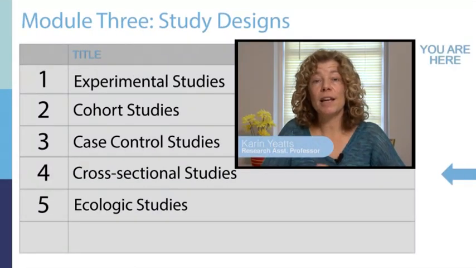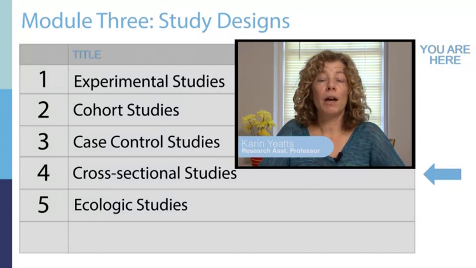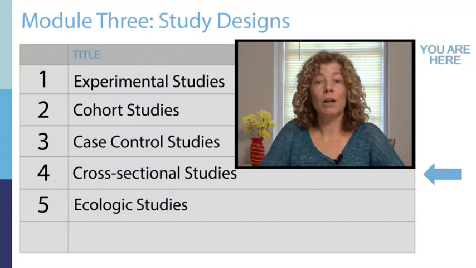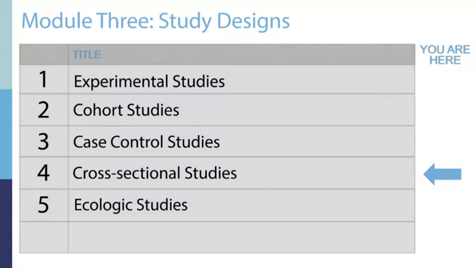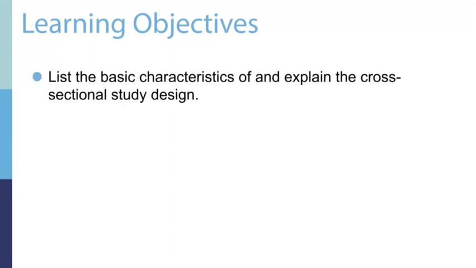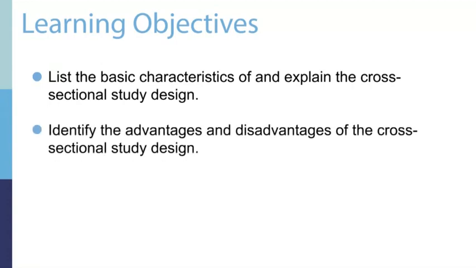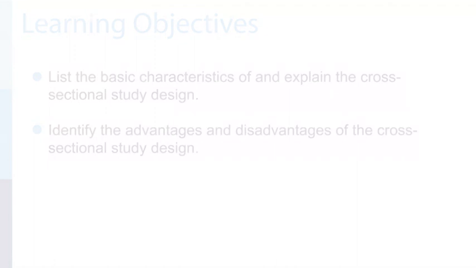Welcome. In this segment, we'll be talking about another type of study design called the cross-sectional study. This is yet another type of observational study design. These are the learning objectives for this segment on cross-sectional studies. They are to list the basic characteristics and be able to explain the cross-sectional study design, and also to learn to identify the advantages and disadvantages of the cross-sectional study design.